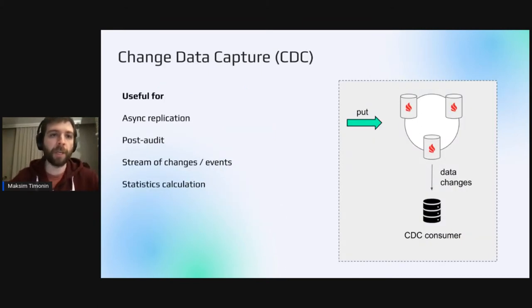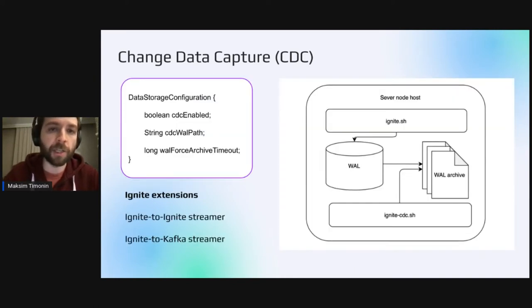So let's go further. Apache Ignite in the latest version has a new feature, change data capture. This is a common feature supported by many database systems. It tracks all changes in tables and converts them to a stream of changes or events that can be sent to an external system. This is a very useful feature that can be used for different applications. For example, for async replication, when you want to have a standby cluster behind your production cluster, or you may want to analyze a stream of the changes, for example for a security audit or for calculation of statistics, or for other applications. And Apache Ignite now supports it too.